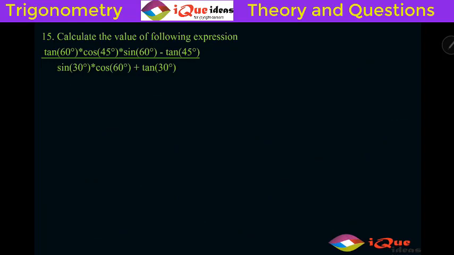Alright. Now let's take up just one more question. Now this last question is also based on the values. I'll directly put the values here. It is equal to tan 60 degree is root 3 into cos 45 degree is 1 by root 2. Sin 60 degree is root 3 by 2. Tan 45 degree is 1. Be careful about the sine.